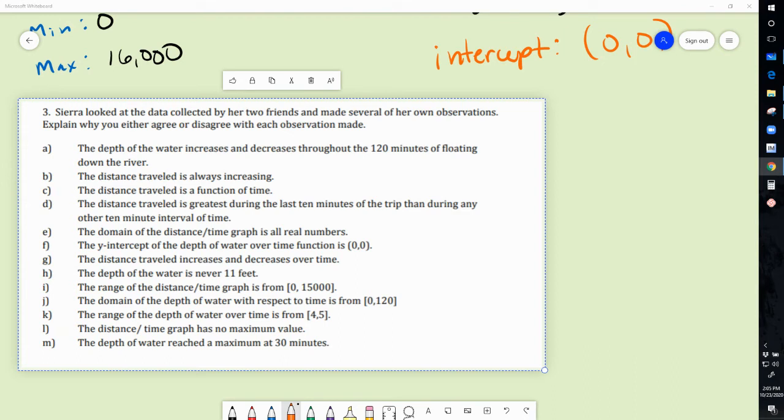All right, so now notice that we're talking about Sierra. So apparently Sierra wasn't the lazy friend. She just wanted to take all the data and figure some stuff out. So problem number 3 says Sierra looked at the data collected by her two friends and made several of her own observations. Explain why you agree or disagree with each observation made. So sometimes Sierra is going to refer to the table. Sometimes Sierra is going to refer to the graph. You have to decide which one based on what it's talking about.